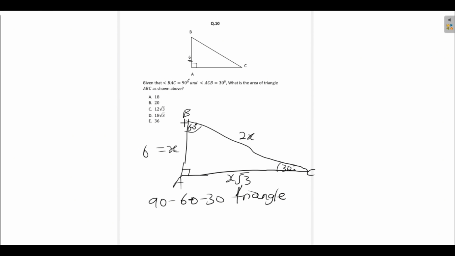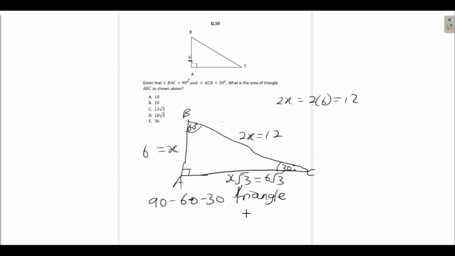Now if we know x to be equal to 6, then we can find our hypotenuse, because the hypotenuse is 2x, which is 2 times what? 6, and that is 12. So our hypotenuse becomes 12. Then the adjacent now becomes 6 root 3. So when you know this rule, it becomes easy to find the length of the other side.